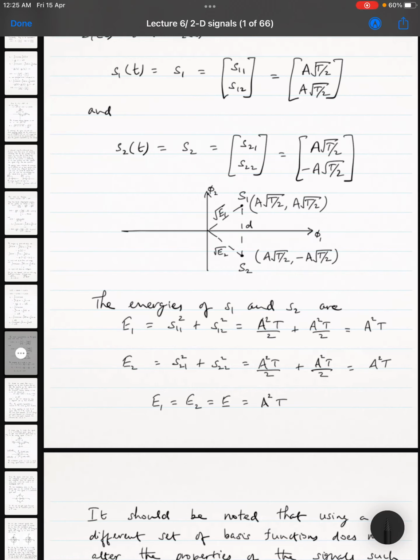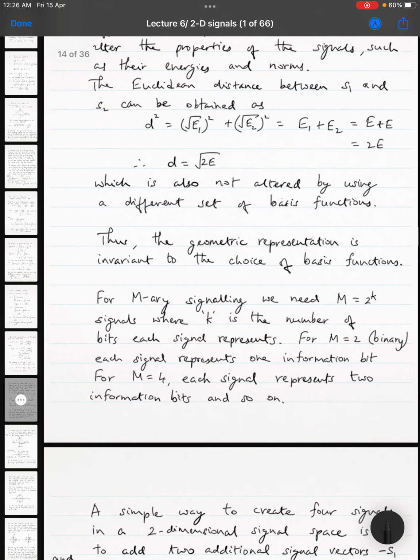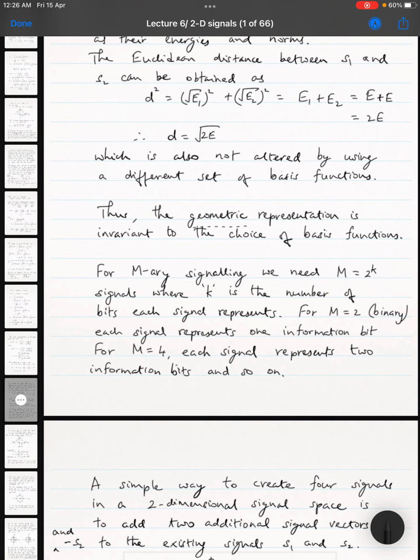And thirdly, we also notice that the angle between the two signals is still 90 degrees. So you see here, this forms a right angle triangle, right? So the angle between the two signals S1 and S2 is still 90 degrees. So the signals are still orthogonal. What we conclude from this is that the geometric representation of the signals is invariant to the choice of the basis functions. That means irrespective of how we construct our basis functions, the representation of the signals should not be affected. That means the characteristics of the signals will remain unaltered.